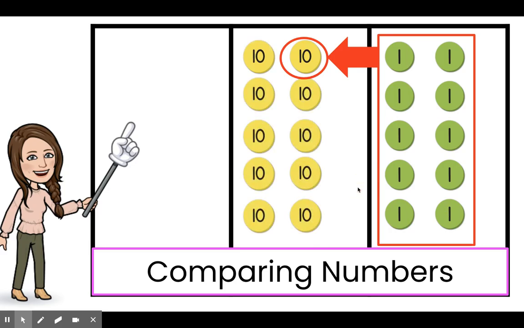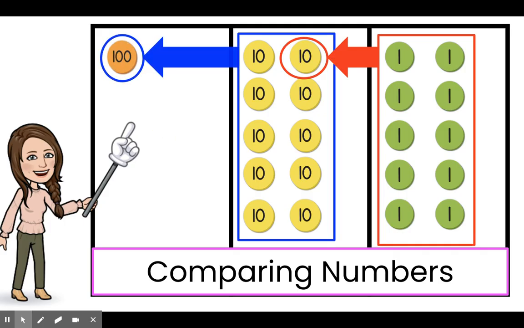When we have 10 groups of 10, we have enough to make one of the next largest unit. Do you remember the next largest unit after 10? 100. 10 groups of 10 will make 100. The value of the orange place value disc is 100. That means that it's the same as 100 ones, or 10 groups of 10.